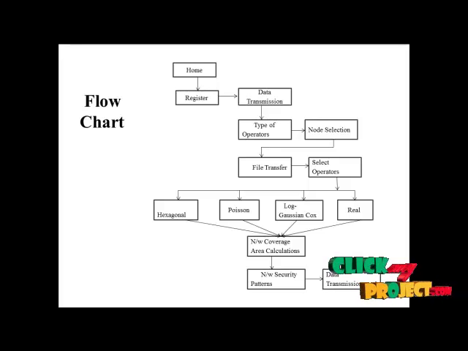Next, the files will be transferred through the selected operators. We always set the hexagonal Poisson, log Gaussian Cox, and real networks. So we see how the data will be processed from the source to the destination through the different networks. Finally, we calculate the network coverage area for the bandwidth and network storage. Here we will discuss the security patterns used for the different networks through different operators. Finally, the original data will be transferred from the source to the destination.